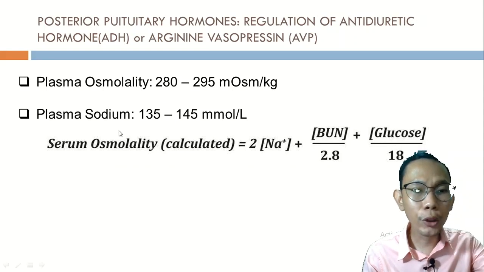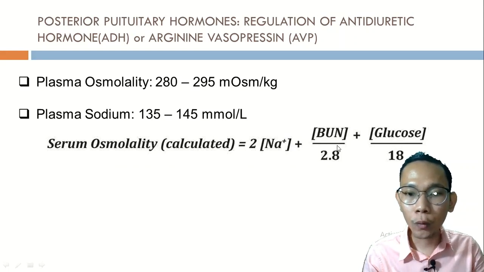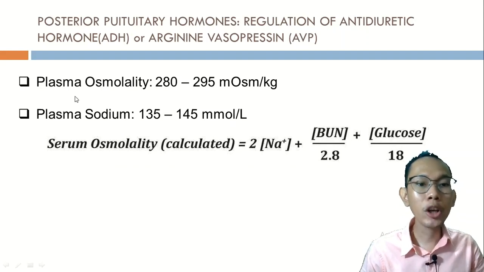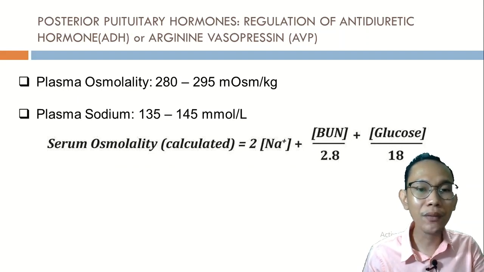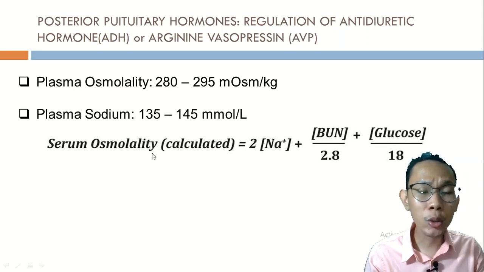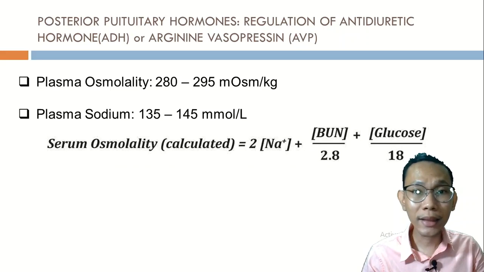So this is the formula for serum osmolality: 2 times sodium plus BUN over 2.8 plus glucose over 18. As you can see here, the majority of the value of serum osmolality comes from sodium. That is why the plasma sodium normal value is 135 to 145 millimoles per liter. The normal value for plasma osmolality is 280 to 295 milliosmoles per kilogram. Any change in plasma osmolality, whether increase or decrease, will stimulate or inhibit the secretion of antidiuretic hormone.